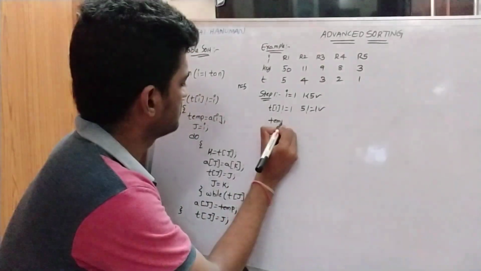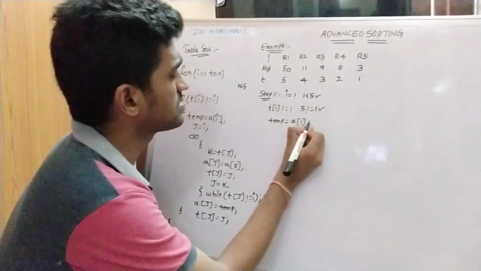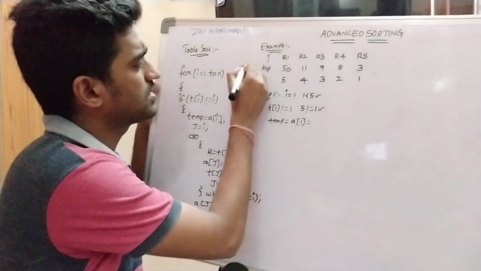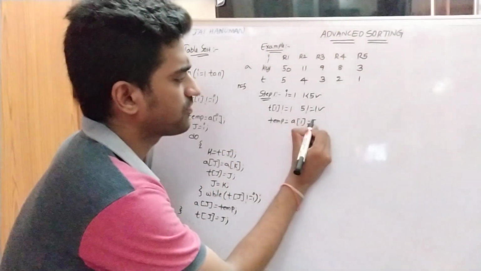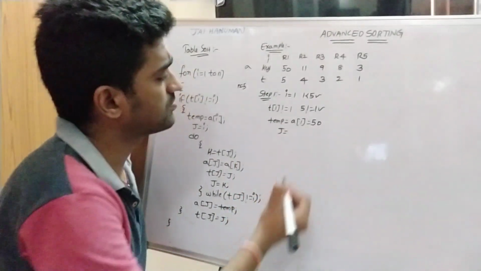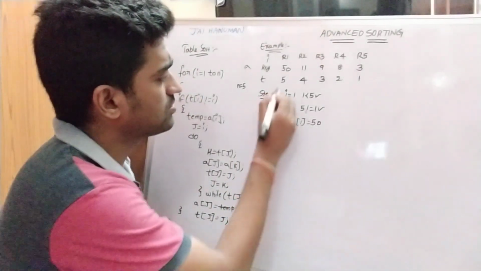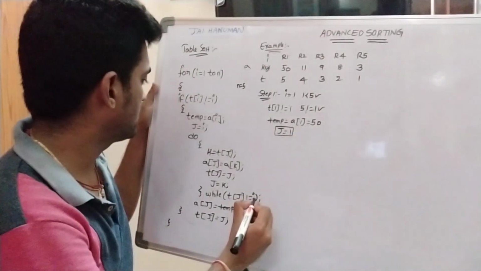Now temp is equal to A of I. So A of I means A of 1. This is array A, and in array A these are the key elements. So A of 1 is 50. Then J is equal to I, so the I value becomes 1, and now the J value becomes this one.